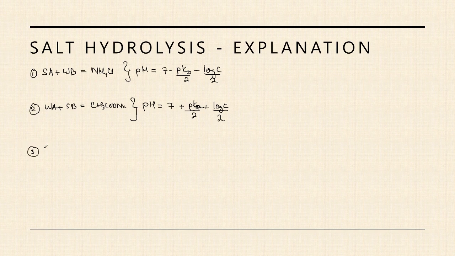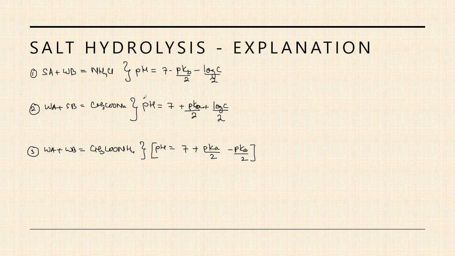Third case: weak acid and weak base, CH3COONH4. Your pH will depend only on the Ka and Kb values, or pKa and pKb values. It will not depend on the concentration. So the role of pKa, as we observed in equation 2, is that it increases the pH, and pKb decreases the pH. So I will write this as plus pKa upon 2 minus pKb upon 2. This is a very simple way to remember these relationships.